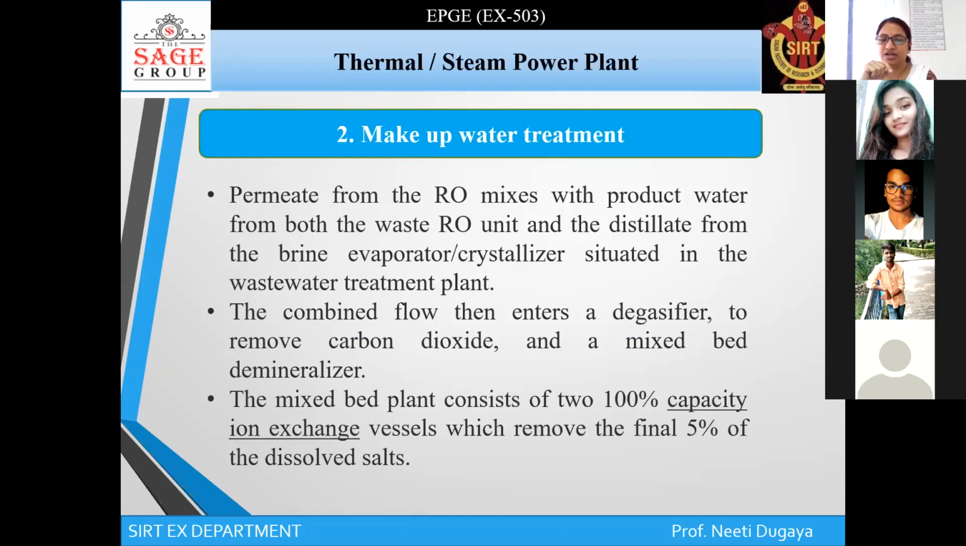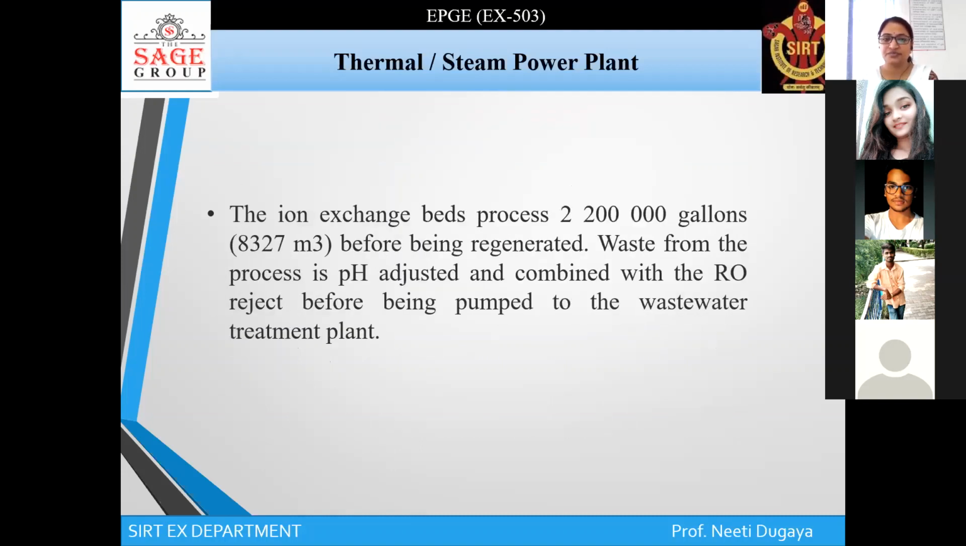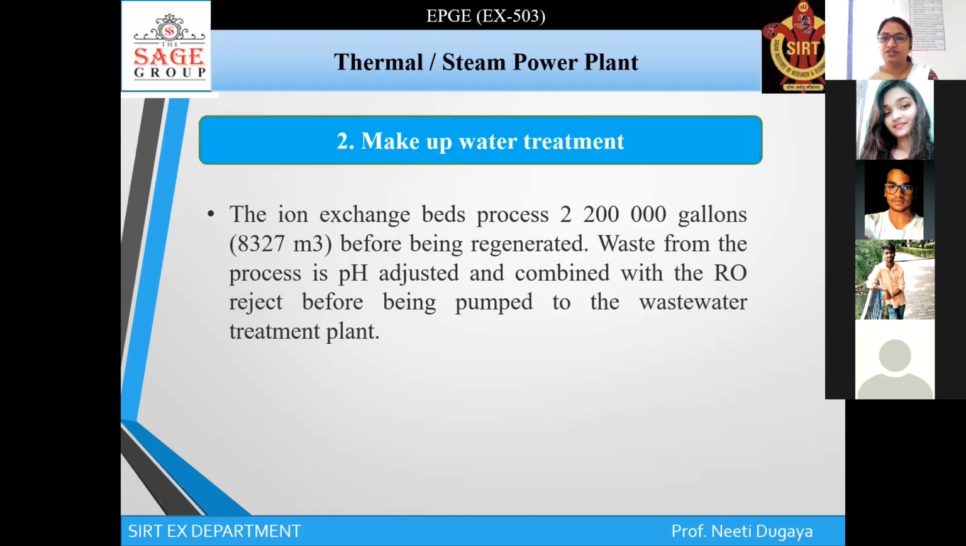What does the mixed bed plant do? It removes the final 5% of salt also. In the RO process 95% of the salt was being taken out, and the remaining 5% was taken out by the mixed bed plant. What does the mixed bed plant do?